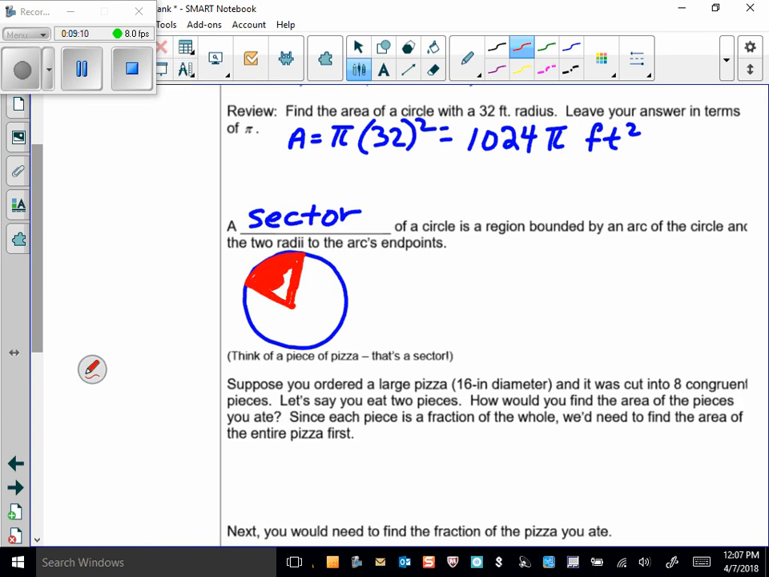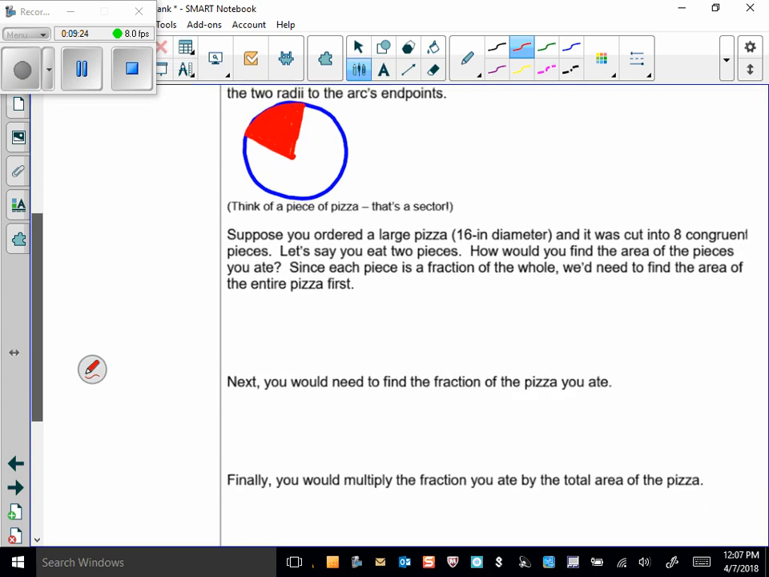All this here, it's like a piece of pizza. A piece of pizza is a sector of a circle. So next time you're having pizza with somebody, hey, say, I'll take a cheese sector of pizza. All right, so how are we going to find the area of that?